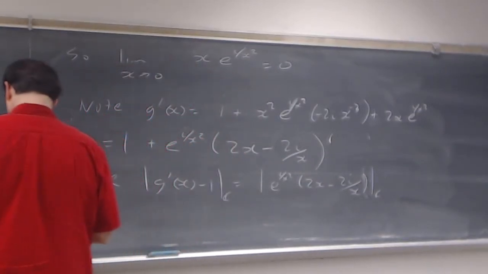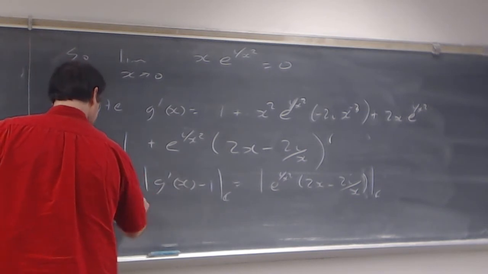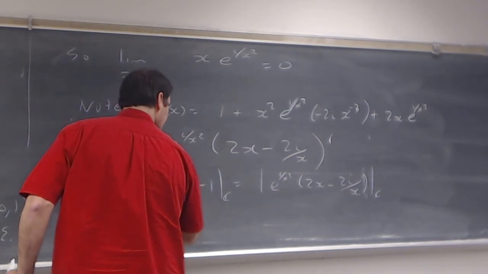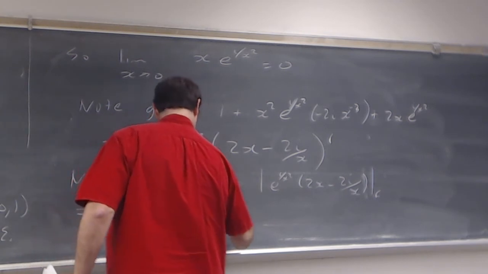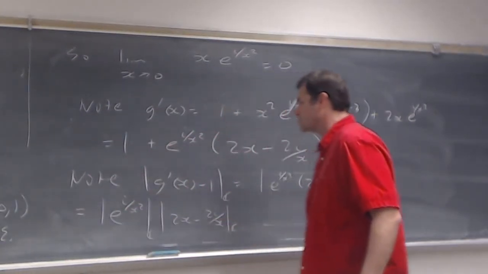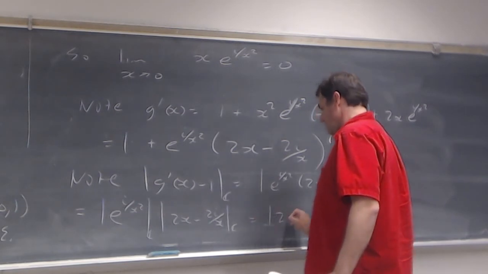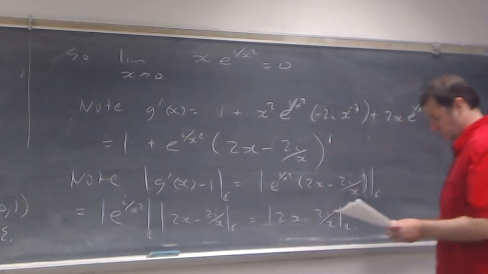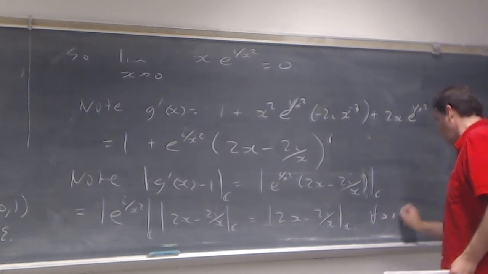And here, that's equal to the complex absolute value of e to the i over x squared times the complex absolute value of 2x minus 2i over x. And this guy, we've already shown that its absolute value is 1, so we just get 2x minus 2i over x, its absolute value with respect to the complex plane. And that's true for all x an element of (0, 1).